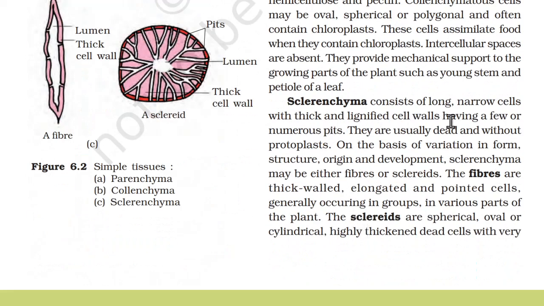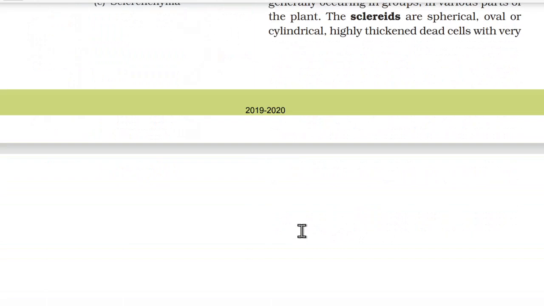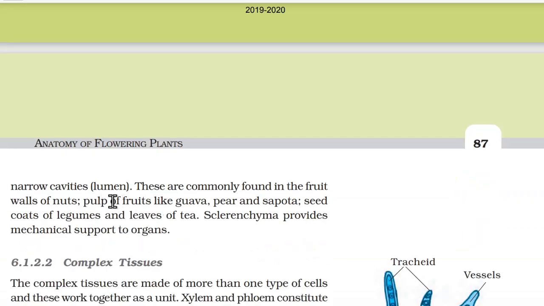Sclerenchyma consists of long, narrow cells with thick and lignified cell walls having a few or numerous pits. They are usually dead and without protoplasm. On the basis of variation in form, structure, origin and development, sclerenchyma may be either fibres or sclereids. The fibres are thick-walled, elongated and pointed cells generally occurring in groups in various parts of the plants. The sclereids are spherical, oval or cylindrical, highly thickened dead cells with very narrow cavities or lumen.